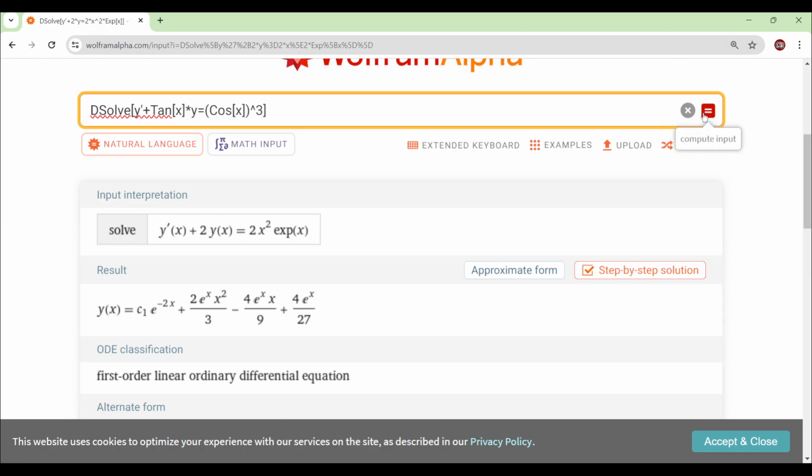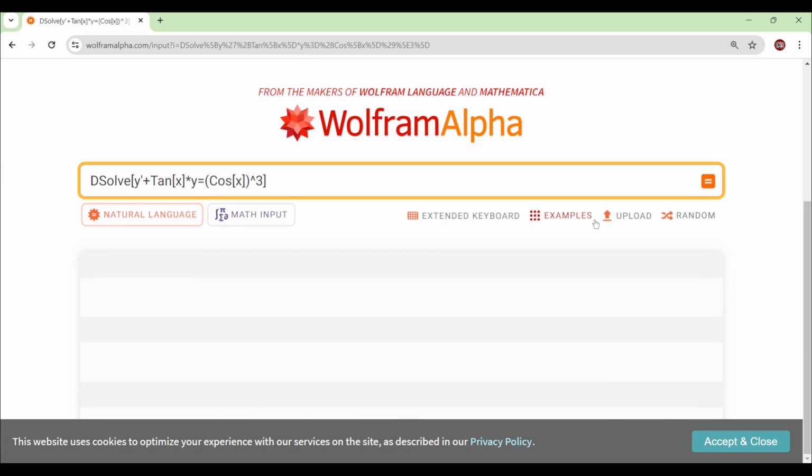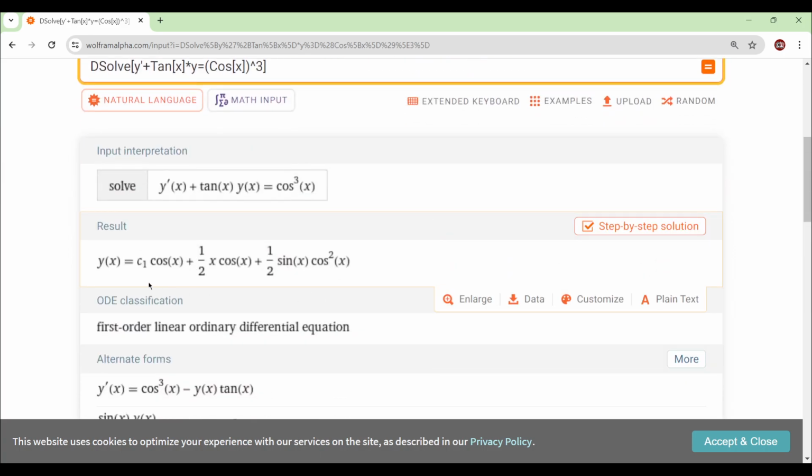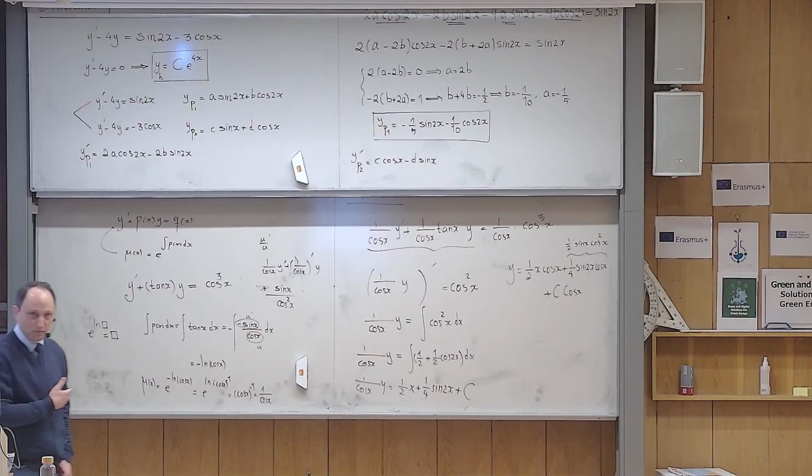Okay, let me put equality here. Yes, everything is right, and my prediction was right. I think Wolfram Alpha has the tendency to open it up. So that's the differential equation, which is a very complicated one at this level, but it was not that hard. My point was not to learn about this differential equation, because that's not necessary.